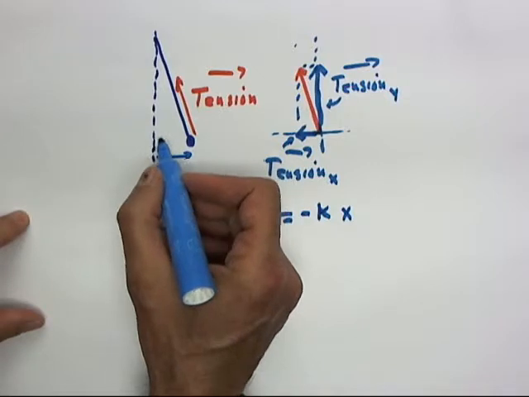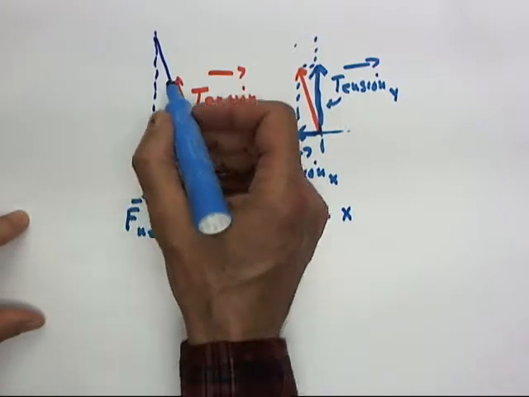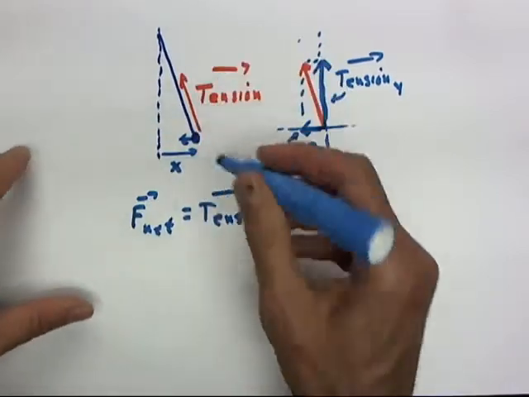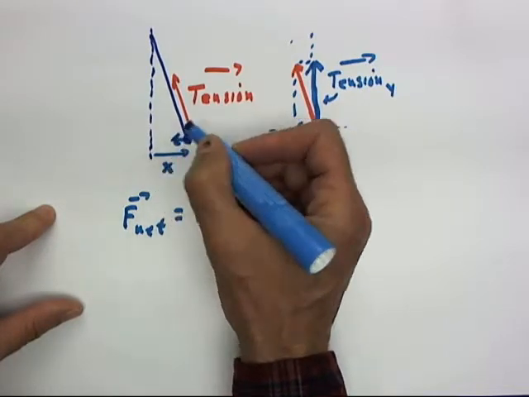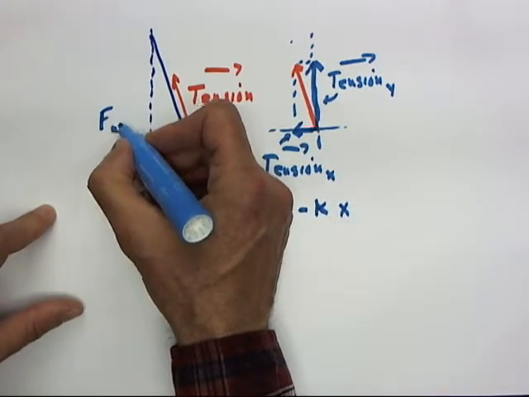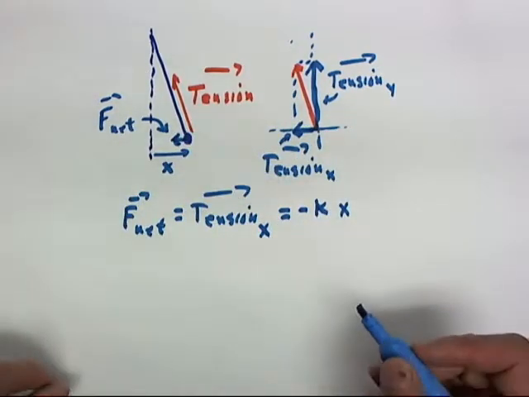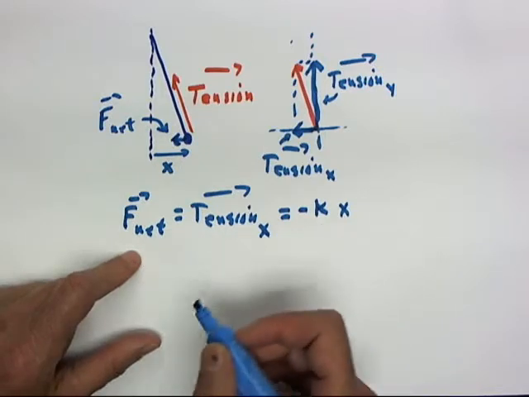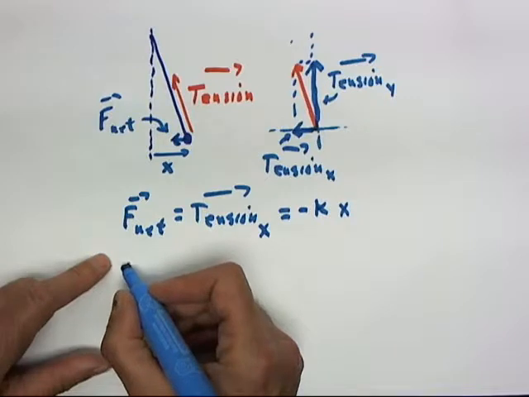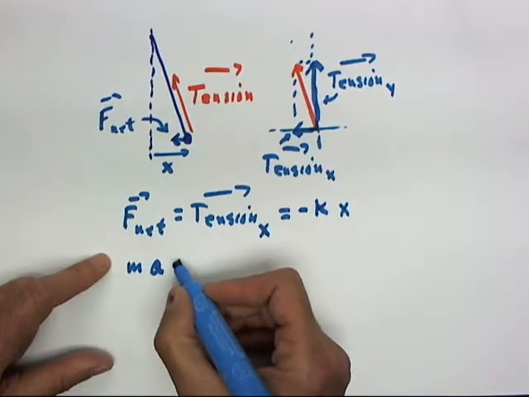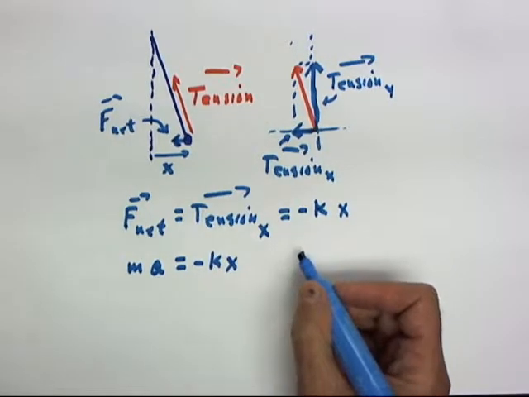And we can see that that's the case, that the x component of this force, and I'm not going to draw all the projection lines, is indeed back toward the equilibrium, so that our net force is negative kx. Now, by Newton's second law, the net force is the mass times the acceleration. So we have mass times acceleration equals negative kx.